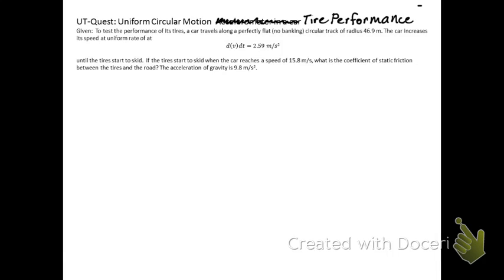Okay, AP Physics, UT Quest problem in uniform circular motion. This is the tire performance problem. And you're given this particular problem, and normally you just go about your business, go, I know how to do this. I need to have a force of friction pointed towards the center of the circle, and then I can easily calculate anything I need, knowing that the force of friction is my agent for uniform circular motion.